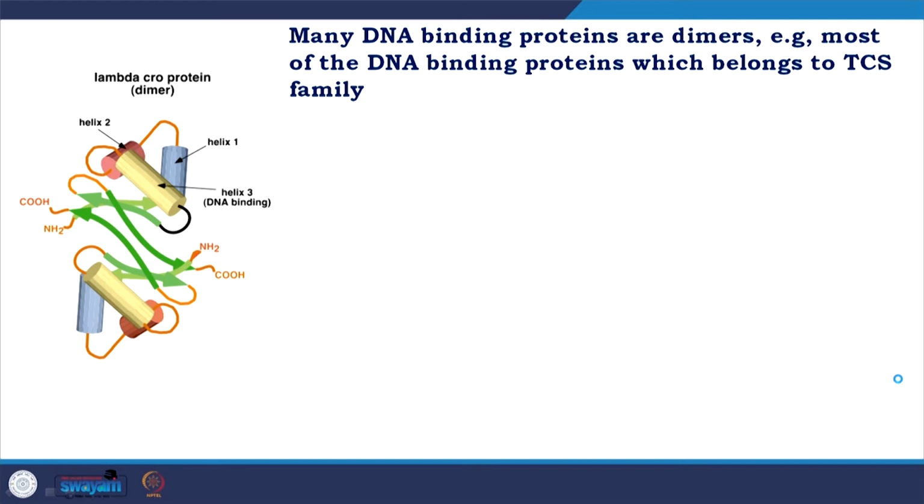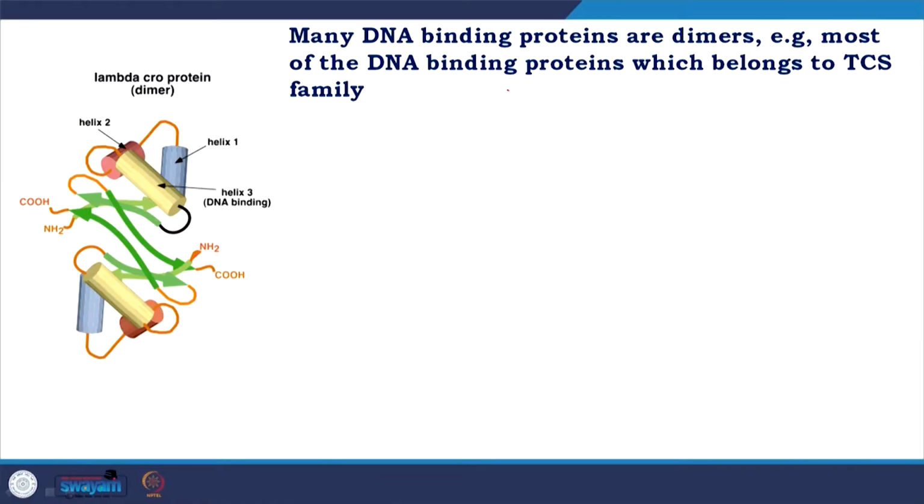Many DNA binding proteins are dimers. For example, most of the DNA binding proteins which belong to TCS. What is TCS? Two component system family. The two component system is a system which we will discuss later. It is a very interesting system which helps bacteria to survive in critical moments.